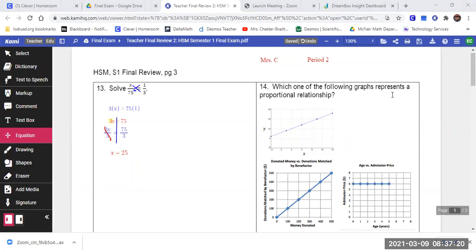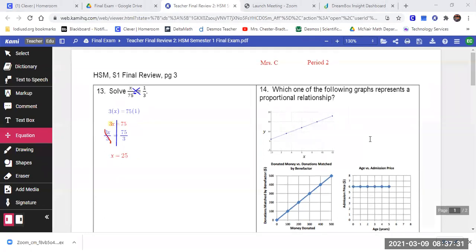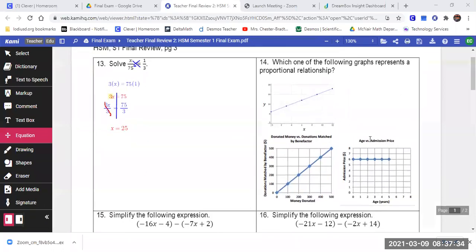Okay, so we're going to figure out which graph, so they give us a hint, there's only one, which one of the following graphs represents a proportional relationship, and we're going to explain why. So who wants to tell me which one of these 3 is a proportional relationship and why? We've done proportional for quite a while. Think about what makes proportional.